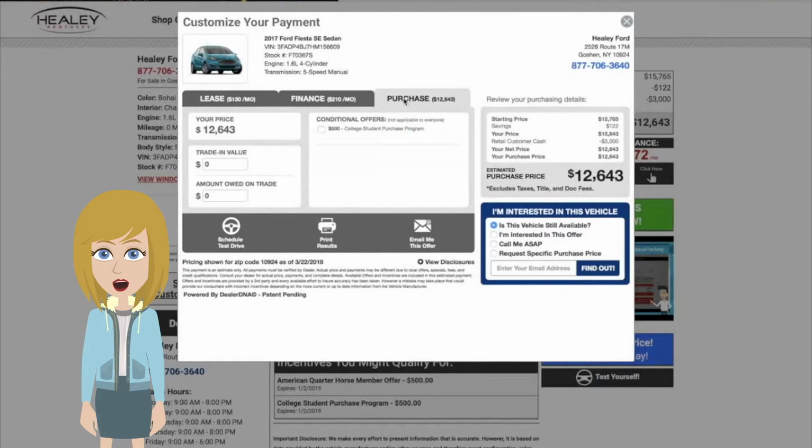Last but not least, we have the purchase option. Here you have the price, the trade-in value, and the amount owed on your trade and any conditional offers you may apply for.